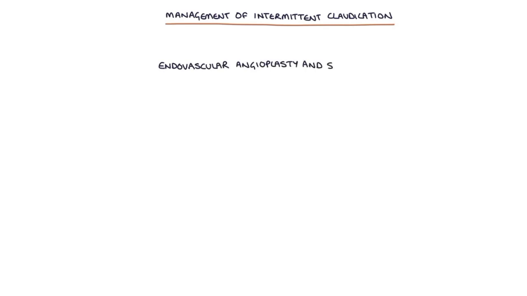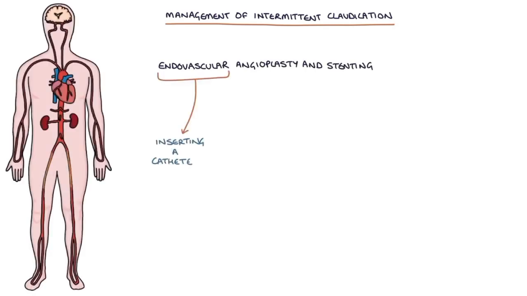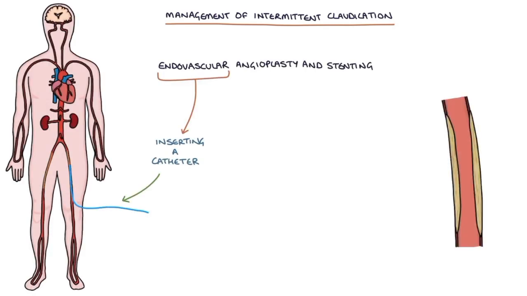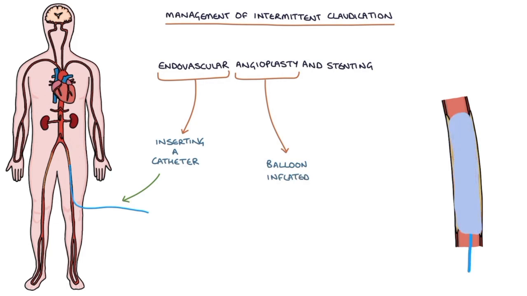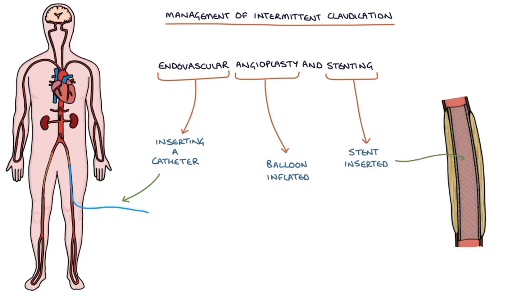Endovascular angioplasty and stenting involves inserting a catheter through the arterial system under X-ray guidance, and then at the point of the stenosis, a balloon can be inflated to create space in the lumen of the vessel. A stent is inserted to keep the artery open. Endovascular treatments have lower risks but might not be suitable for more extensive disease.